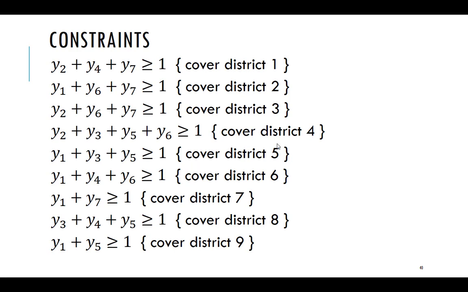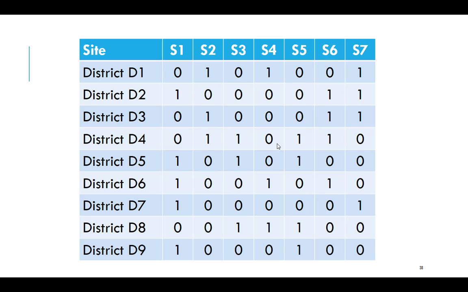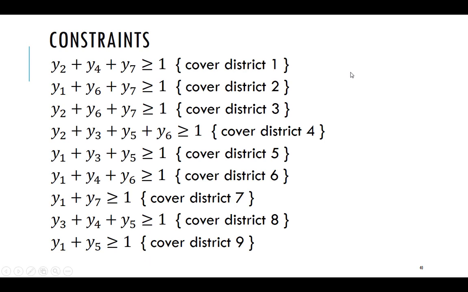So to cover district 1, there has to be at least one site chosen from sites 2, 4, and 7. We can see this right here in this first row. So to cover district 1, we either have to put something in site 2, site 4, or site 7. Right? And we do the same for all 9 districts. So that should very much correspond to that big table back there.